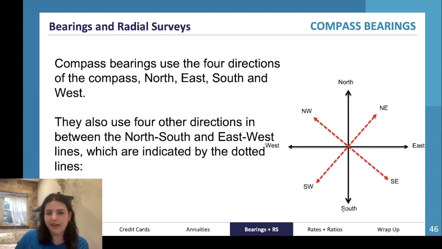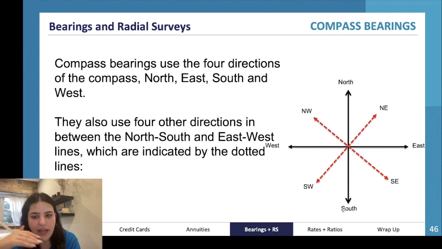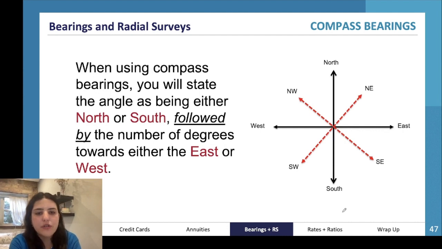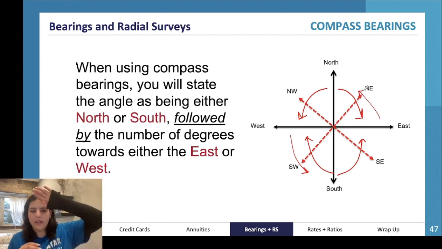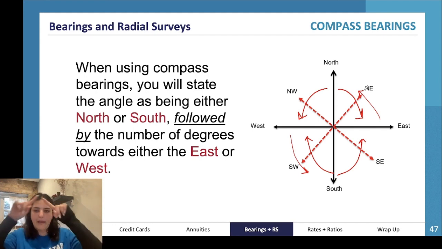Compass bearings use the 4 directions of the compass, so north, east, south, and west, and they also use northeast, southeast, southwest, and northwest. They're indicated by those red dotted lines. When you're using compass bearings, you will state an angle as being north or south, and then the number of degrees towards east or west. So you're only ever working from north towards east or west, or south towards east or west. You never work from west to south or from east to north.